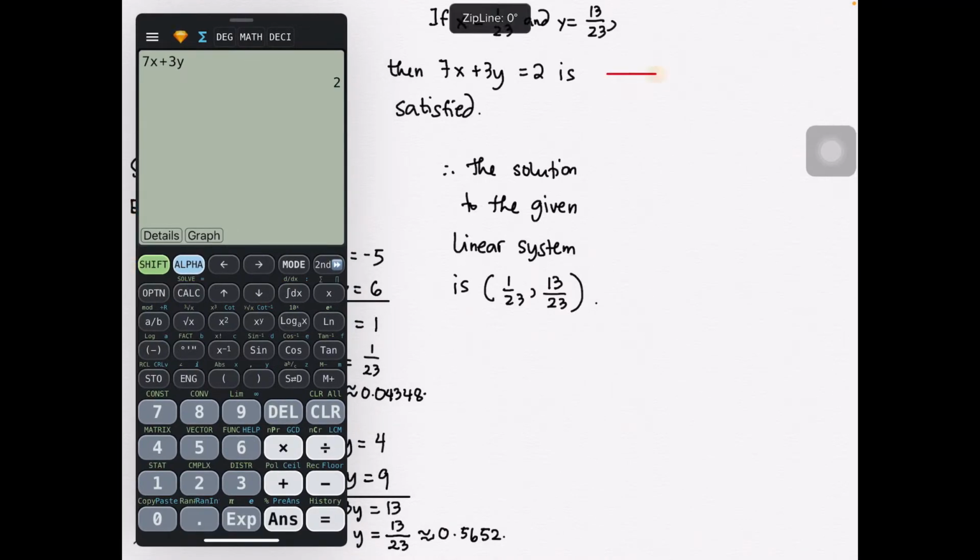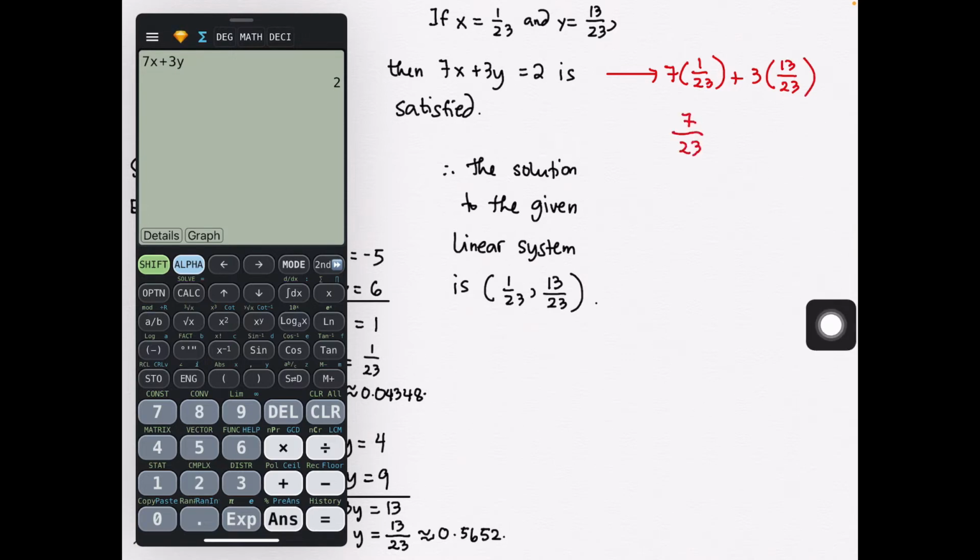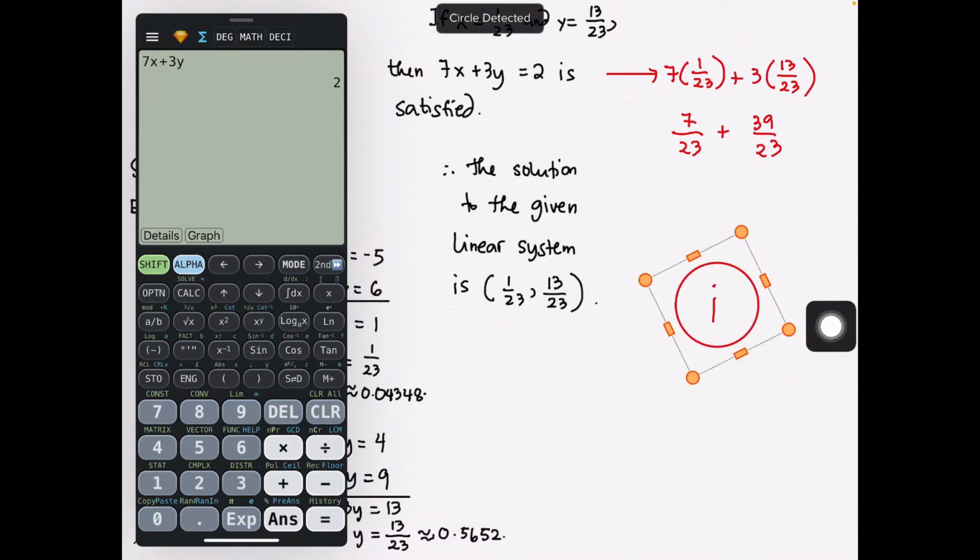For those who prefer to do it manually, we can definitely do it that way. That is, we just have to substitute the values for x and y to this equation and see if this would really be equal to 2. We have a separate video on operations of fractions. Just have the suggested video if you prefer to have a refresher.